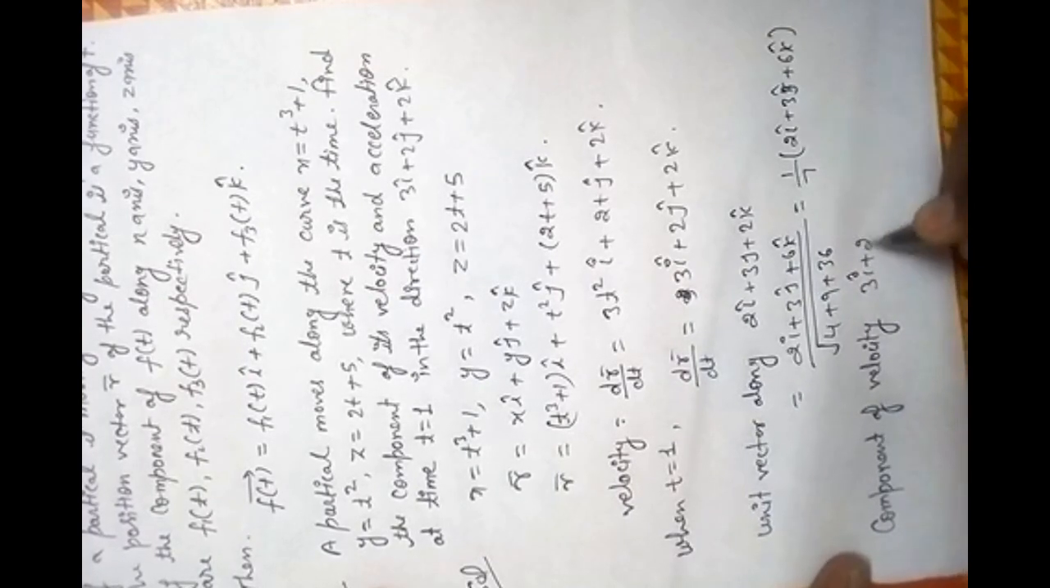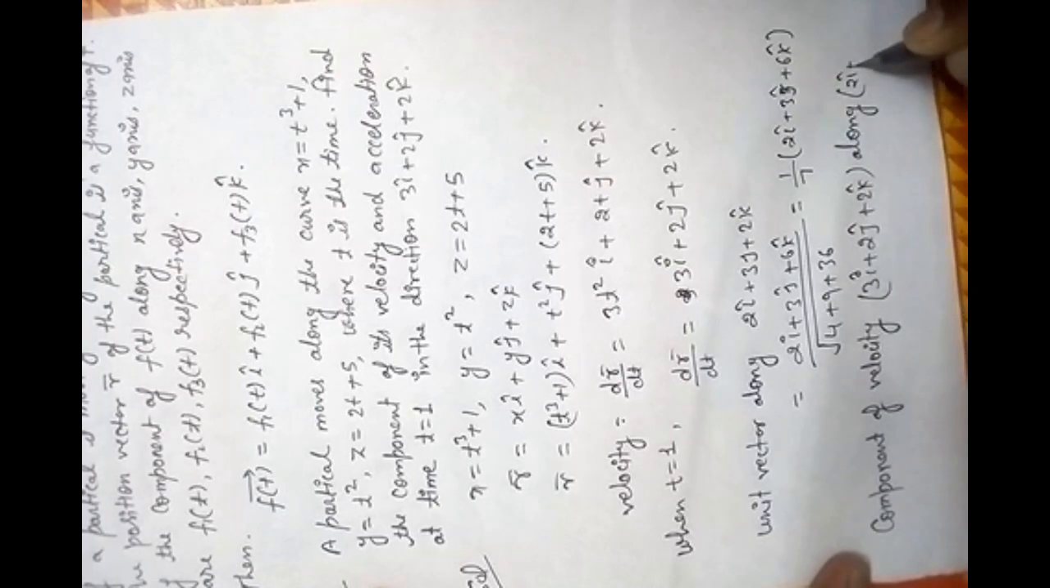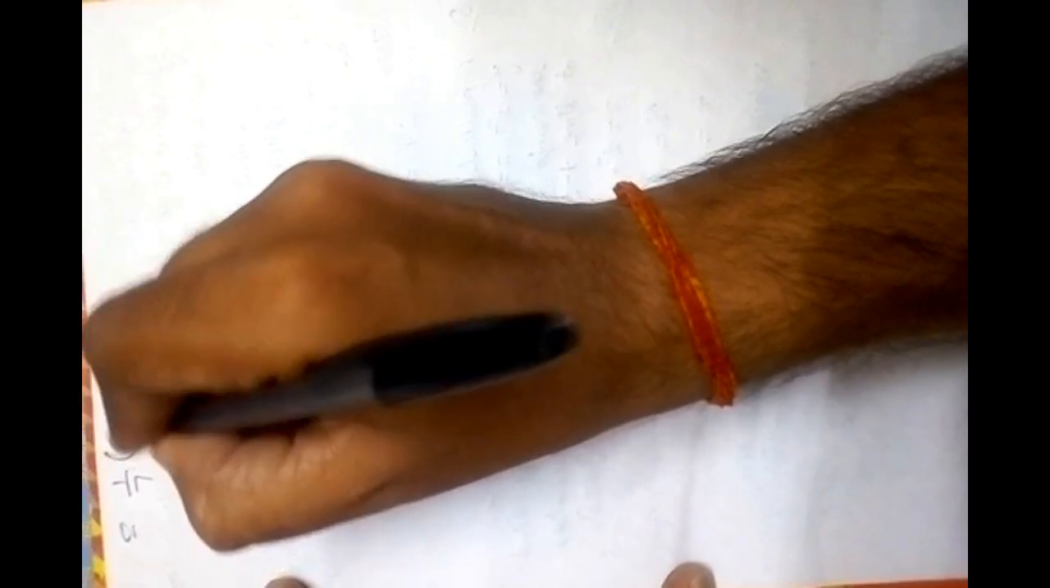Now component of velocity 3i plus 2j plus 2k along 2i plus 3j plus 6k is 3i plus 2j plus 2k into 1 upon 7 (2i plus 3j plus 6k), which is equal to 1 upon 7 into 6 plus 6 plus 12, that means 24 upon 7.